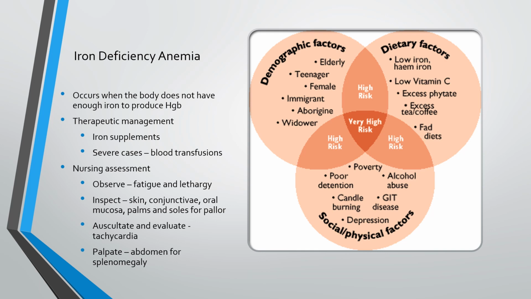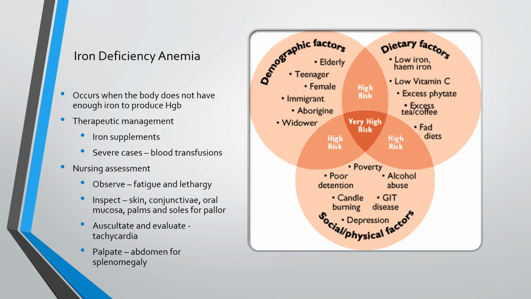Therapeutic management. So what are we going to do with these kiddos? We're going to give them iron supplements. Ferrous sulfate is the preferred form because it absorbs the best. We can do blood transfusions in very, very severe cases.